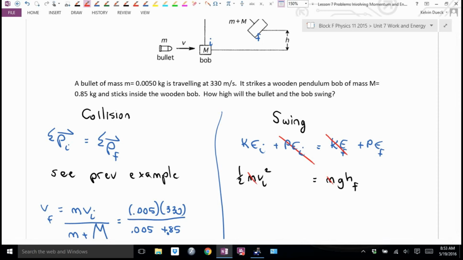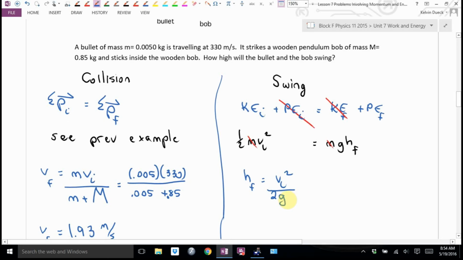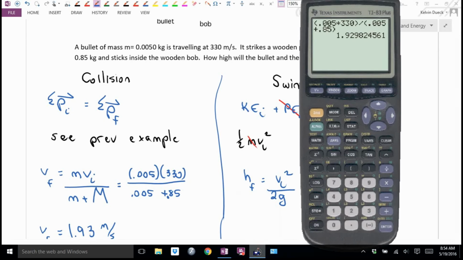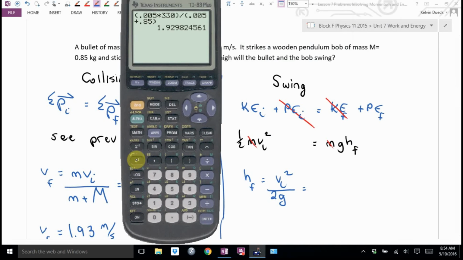Matt, what did this question want me to find? Oh, can you get h by itself, please? Okay, so if I hear you correctly, you're telling me the final height is going to be VI squared, which is VI after the collision, the 1.92, that thing, divided by, instead of a 1/2, I'll just tuck a 2 down there, yes? And g. Okay. I have this number still here, squared, divided by 2 times 9.8. 0.19 meters, 19 centimeters.